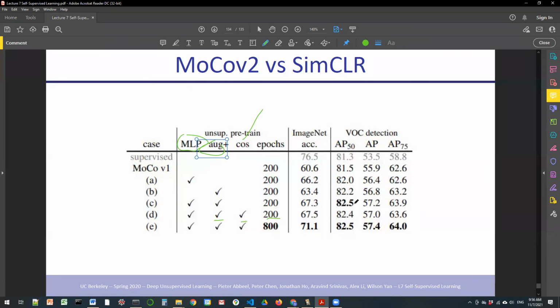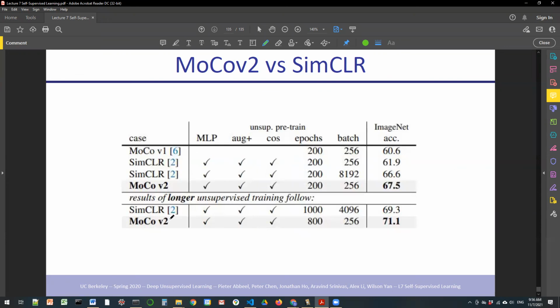then you look at the results on ImageNet accuracy, you're already at 67.5, whereas the original Moco 1 paper was 60.6. If you increase the training from 200 to 800 epochs, you get 71.1, and you see very good, state-of-the-art results on the transfer task like object detection. And then Moco version 2 ImageNet accuracy, here are some benchmarks of longer unsupervised training.